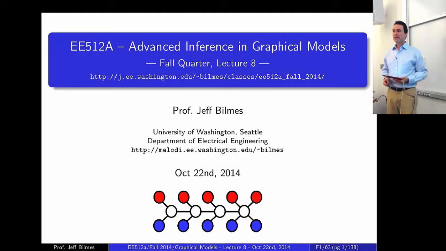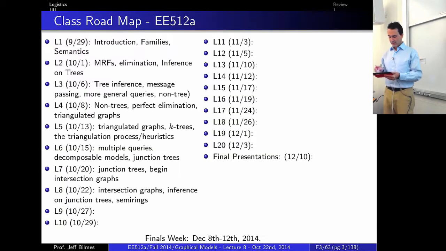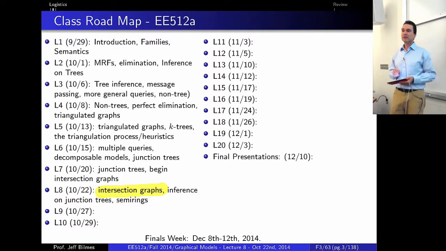Welcome everybody to Lecture 8 of Advanced Inference and Graphical Models. Today we're going to talk about a couple of things that I think are fun. It's actually an important lecture because we're going to talk firstly about intersection graphs, which we sort of briefly began at the end of the last lecture. And then lastly, we're going to talk about inference on junction trees.